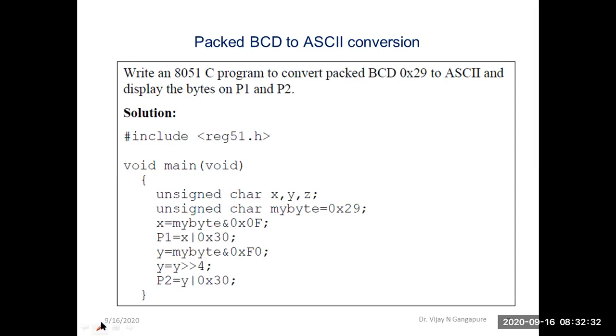Now a program is written for that. Write an 8051 C program to convert packed BCD 0x29 to ASCII and display the bytes on port 1 and port 2.